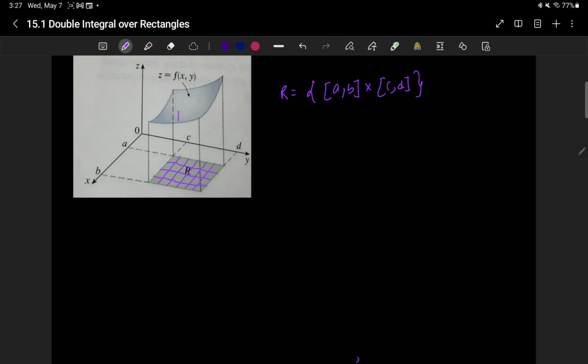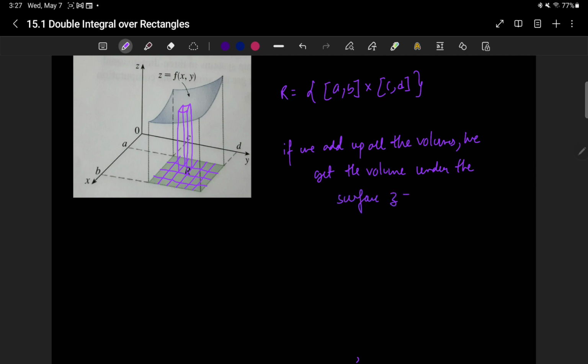And if we focus on any one of these and move it up to the surface, it will correspond to this particular region. And using the same analogous definition, if we add up all the volumes, we get the volume under the given surface, which is z equals f of x comma y.